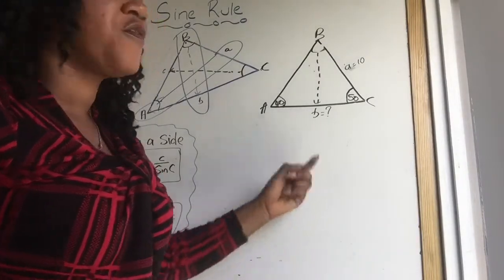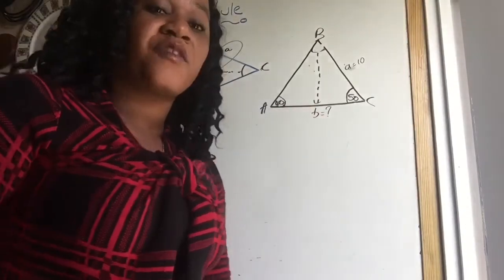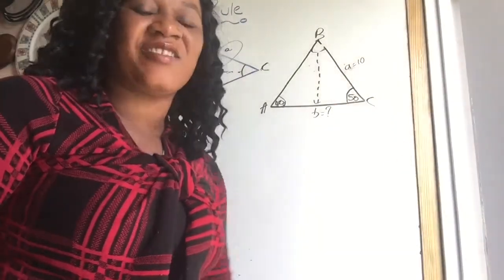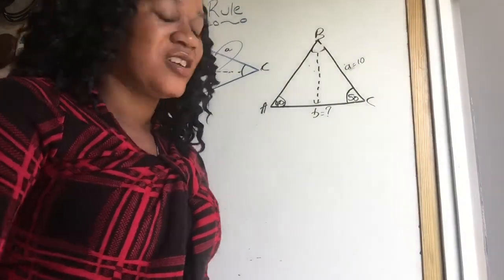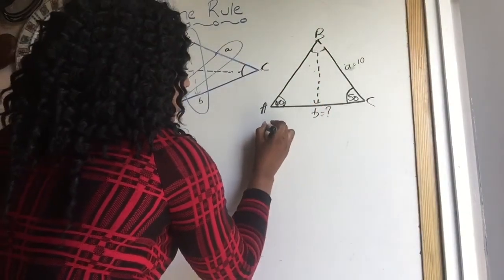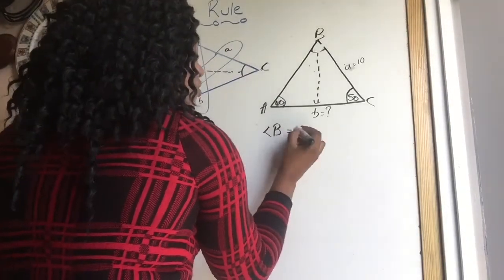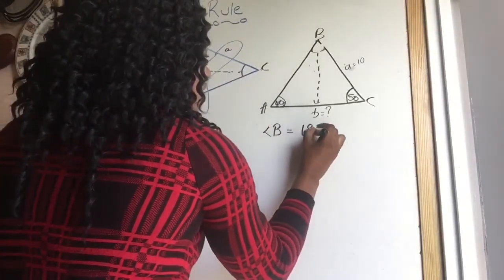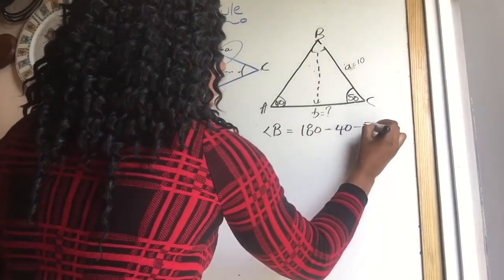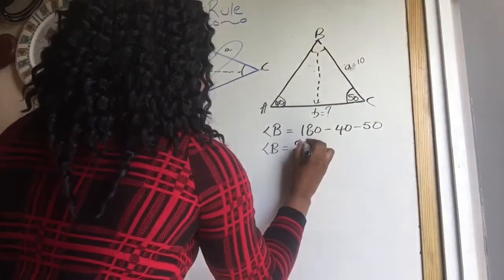You have to draw on the properties of a triangle. We know that one of the properties of a triangle, apart from it having 3 sides, is that the angles measure 180 degrees. So the first thing you're going to do is find angle B. So angle B is equal to 180 minus 40 minus 50. So our angle B is equal to 90.